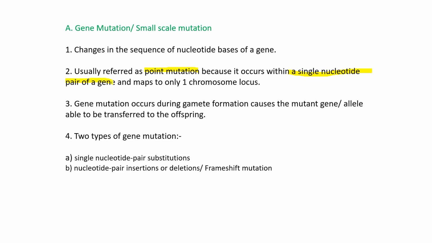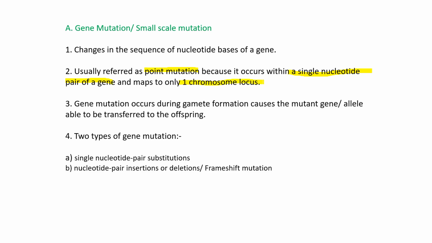Why a single nucleotide pair? Because DNA is a double helix. On the other strand you have nucleotide base, which is complement with the other on the other strand, so it's a base pair. So point mutation because it occurs only on a single nucleotide pair of a gene and maps to only one chromosome locus.